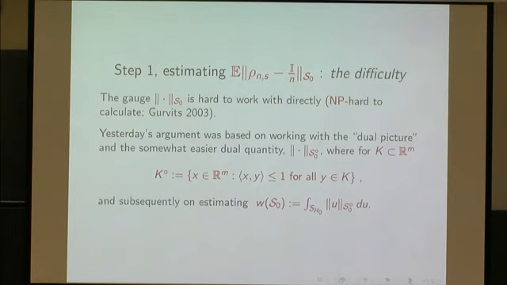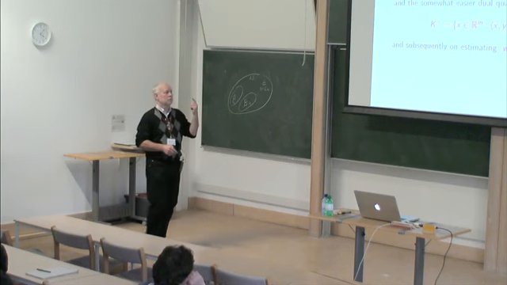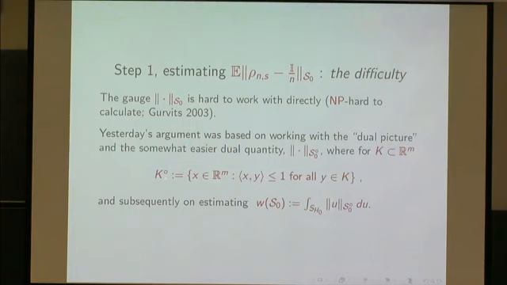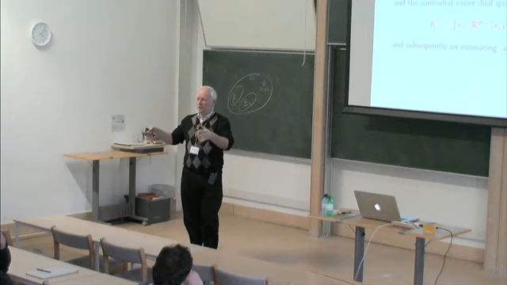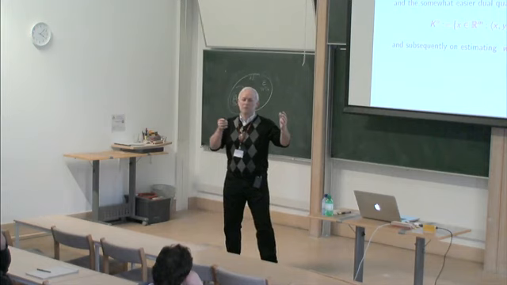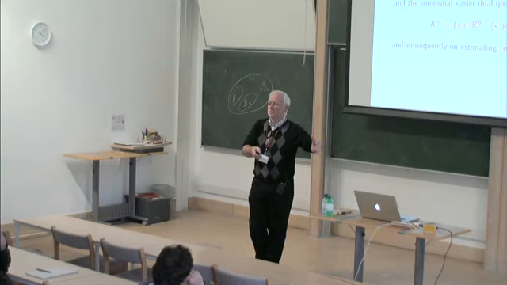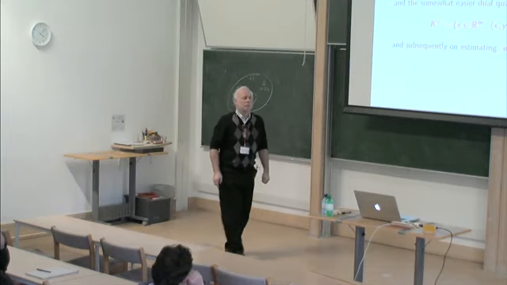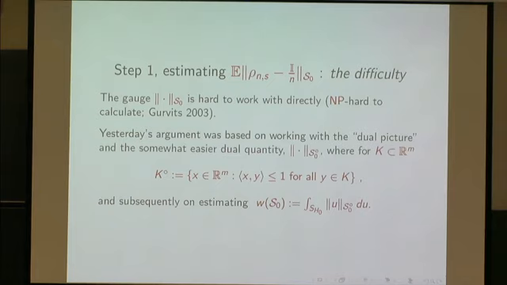So yesterday's argument given by Guillaume was based on working with the dual picture, which is with the dual quantity, the gauge of the polar. Right? So now what is the polar of a set? If you haven't seen it, you should think of it this way: if you have the unit ball with respect to some norm, then the polar is the unit ball of the dual space, with respect to the dual norm. Except that it allows non-symmetric sets. So yesterday's argument used estimates on this dual quantity, which was the mean width of this set.